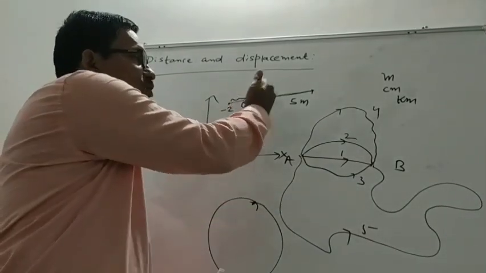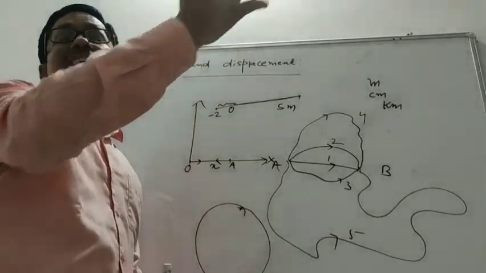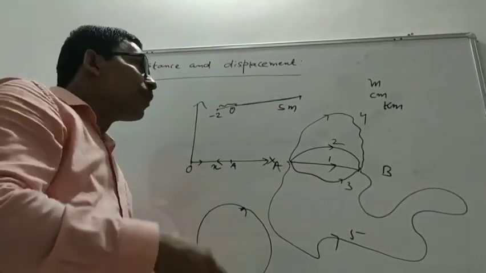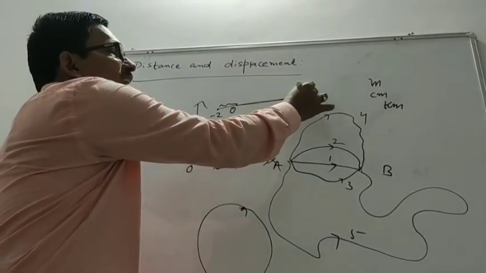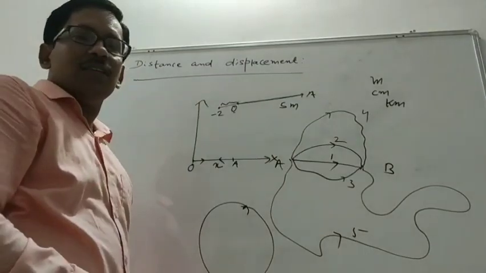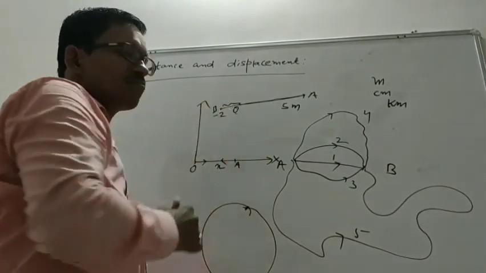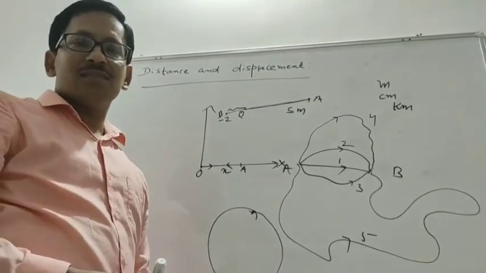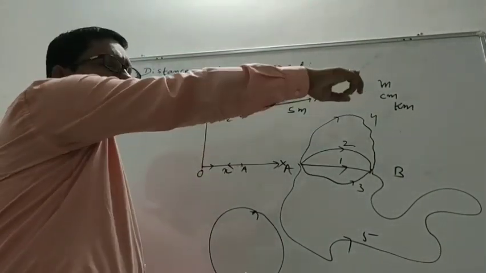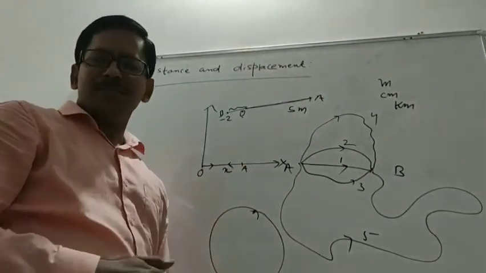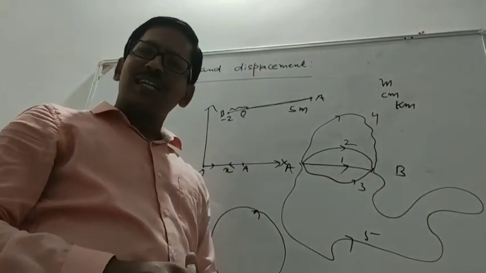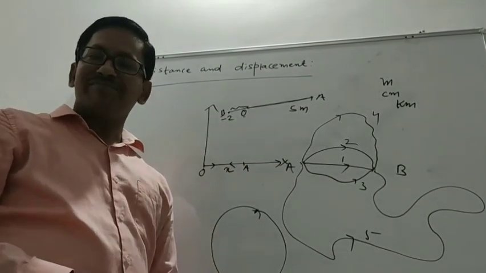Now initially it is going 5 meters towards right. Suppose this is O, this is A. O to A is 5. He returns back A to B, 7. So plus 5, then minus 7. So displacement is minus 2 meter.